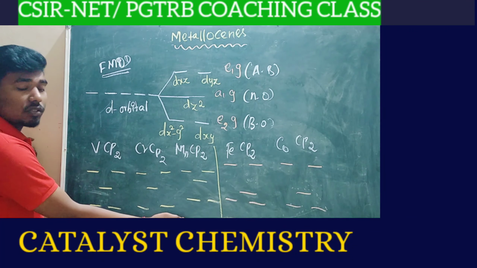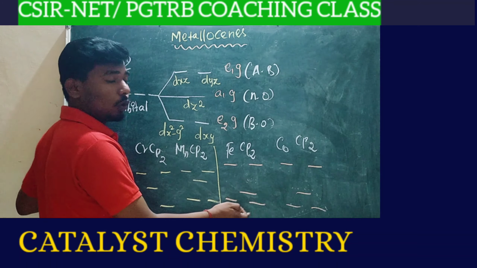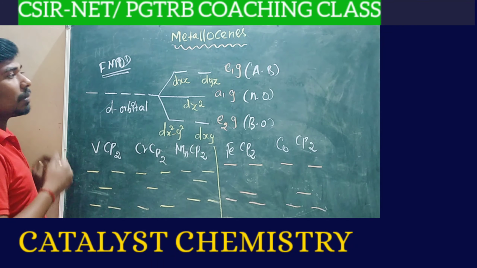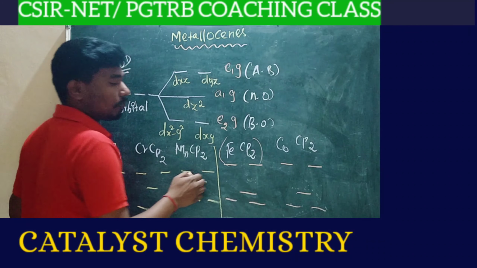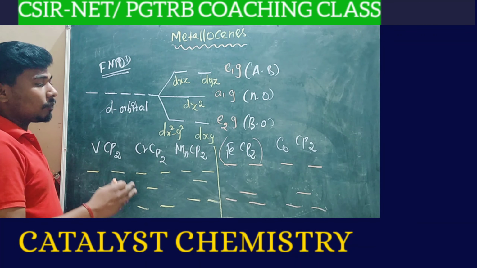So up to manganocene they can form the high spin complex. After that they can form the low spin complex. The most stable, the strongest metallocene is ferrocene. Okay, ferrocene is the strongest, most stable metallocene.